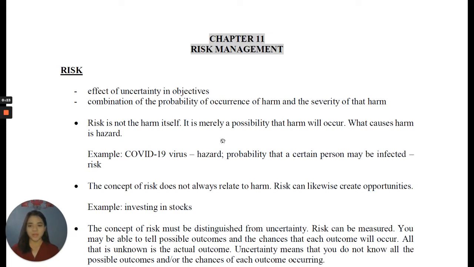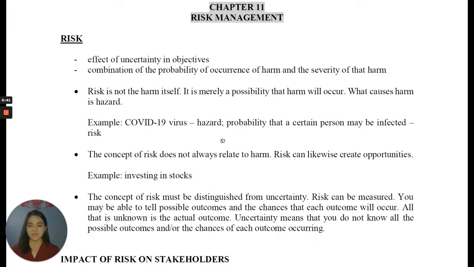What causes harm is hazard. For example, the COVID-19 virus. It is the hazard. The probability that a certain person may be infected is the risk. The concept of risk does not always relate to harm. Risk can likewise create opportunities. For example, investing in stocks.